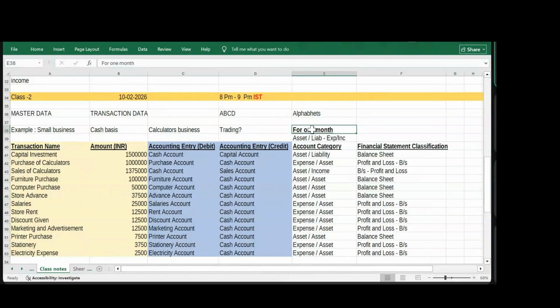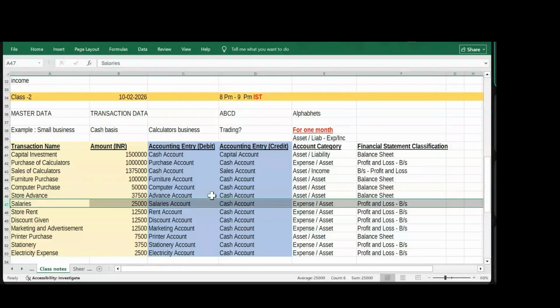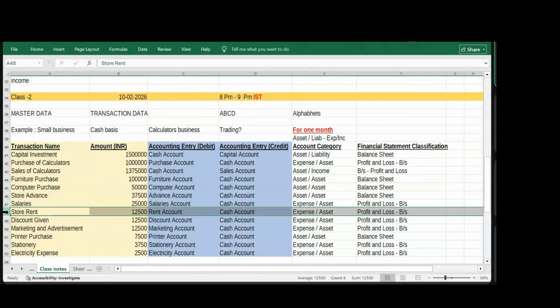Okay. So I'm paying salaries. Salaries means I may be paying for 2 people, 3 people, 5 people, but this month's salary is 25,000. My example. And store rent. I'm paying the rent. I paid advance and then I'm paying the rent.